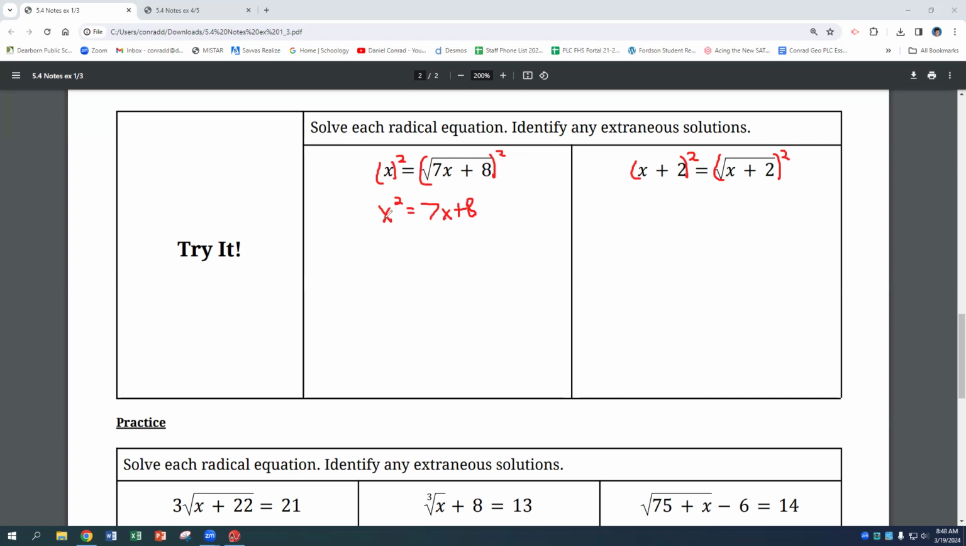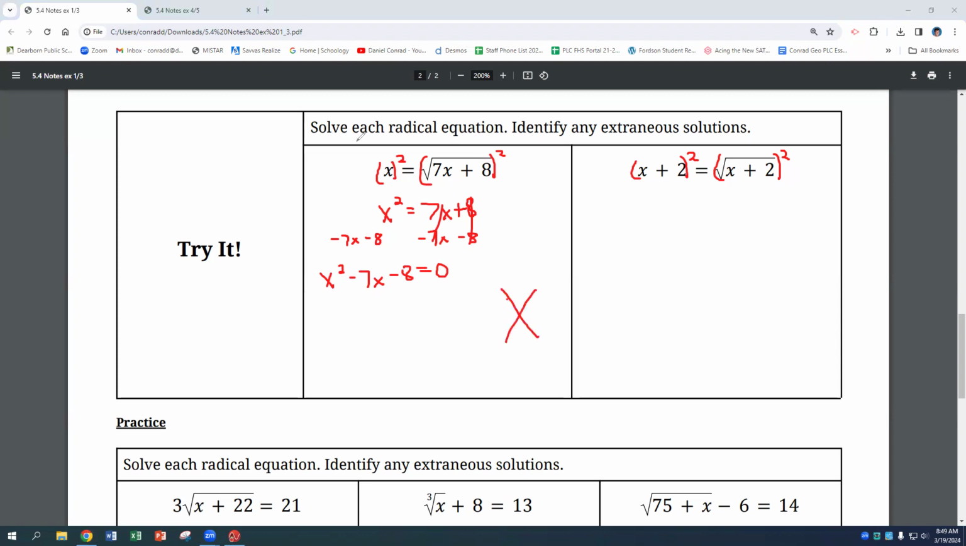Since I have an x squared, I have a quadratic. I need to move everything to one side. I'm going to subtract 7x, and I'm going to subtract 8 from both sides. I can't combine any of these. So it's going to be x squared minus 7x minus 8 equals 0. Right, now I have a quadratic. So I need to factor.